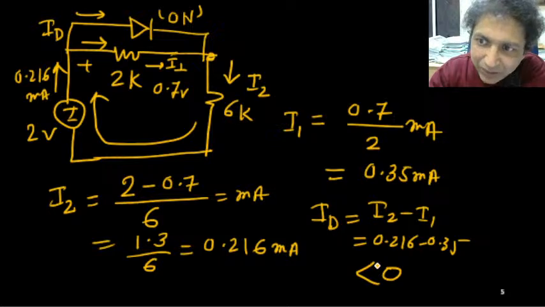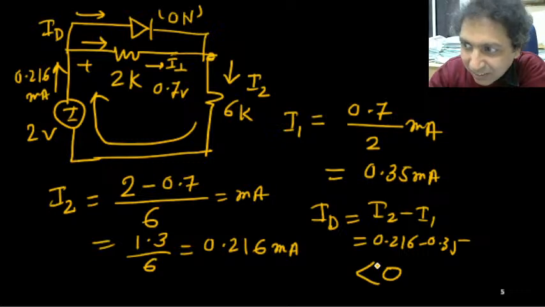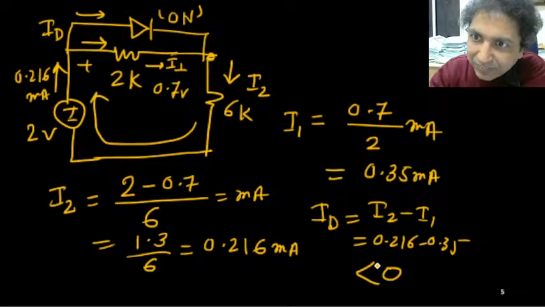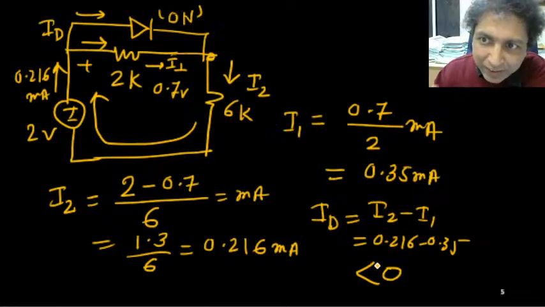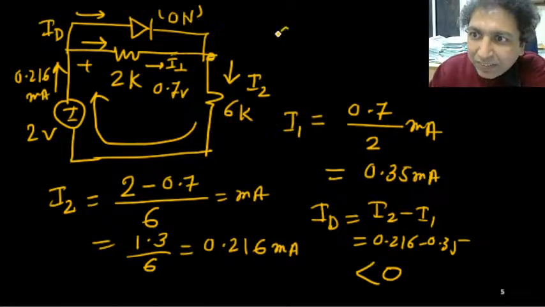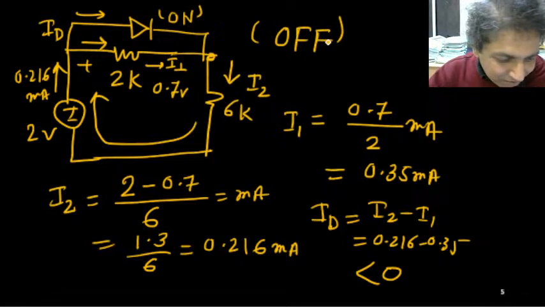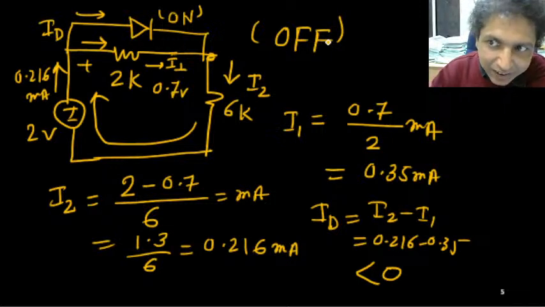So ID is negative, but we have assumed that the diode is on. With this assumption we calculated the diode current, but eventually we see that the diode current is negative. It is not consistent with our concept that when the diode is on, the current should be positive, from P to N. But it is showing that the current is negative, meaning N to P. This is not allowed by the diode, so the assumption is wrong. The diode cannot be on, so we can say that the diode is off. Now we are confirmed that the diode is off.